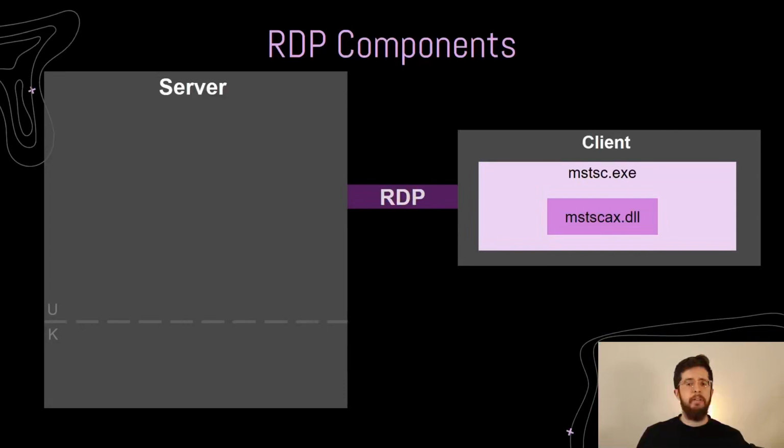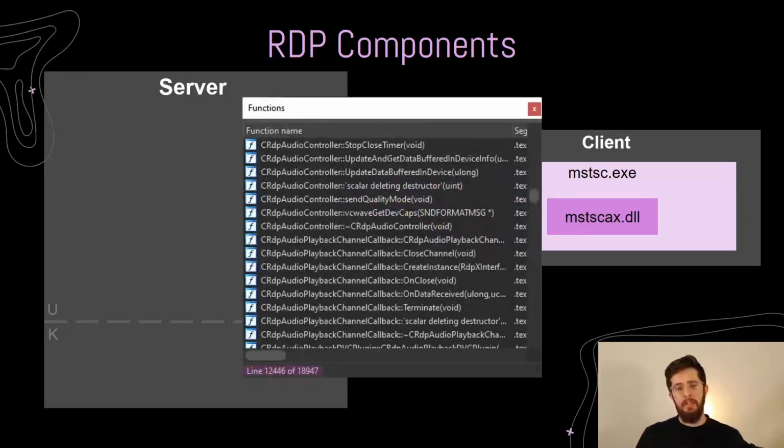So this is the client. Now, on the other side, we have the server. And again, just to mention that because of the fact that mstscax.dll has so much code in it, this is yet another reason to go with fuzzing in this instance.